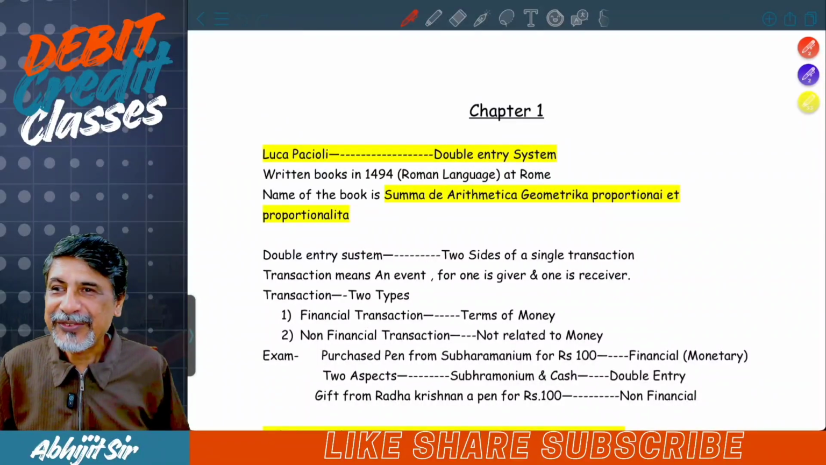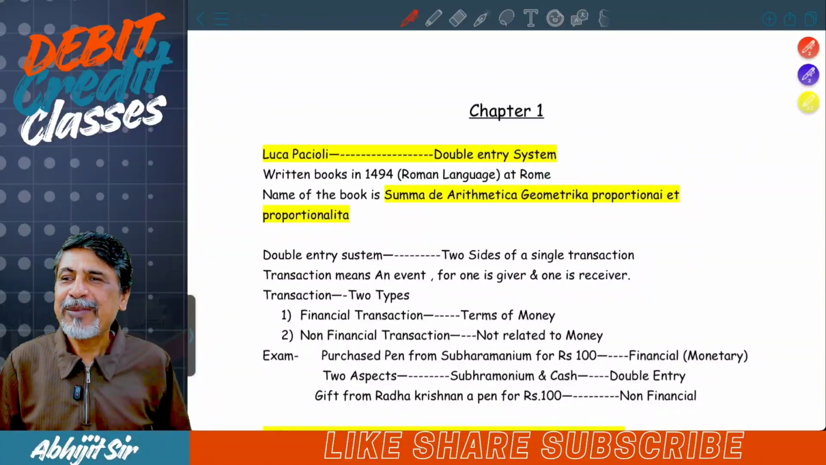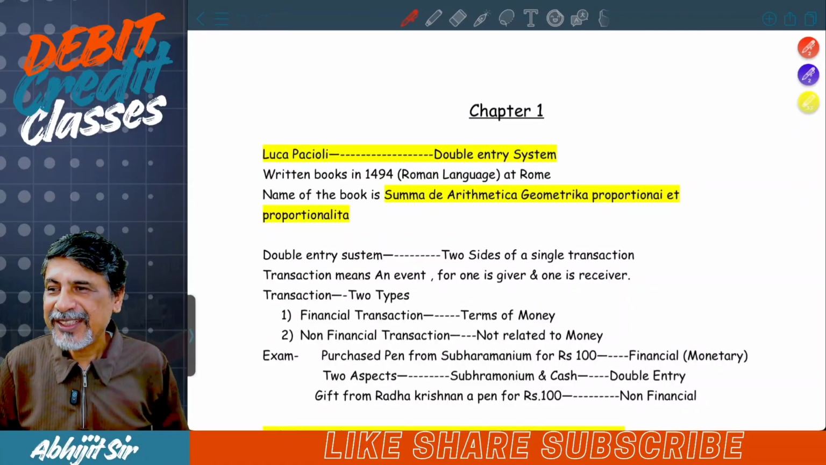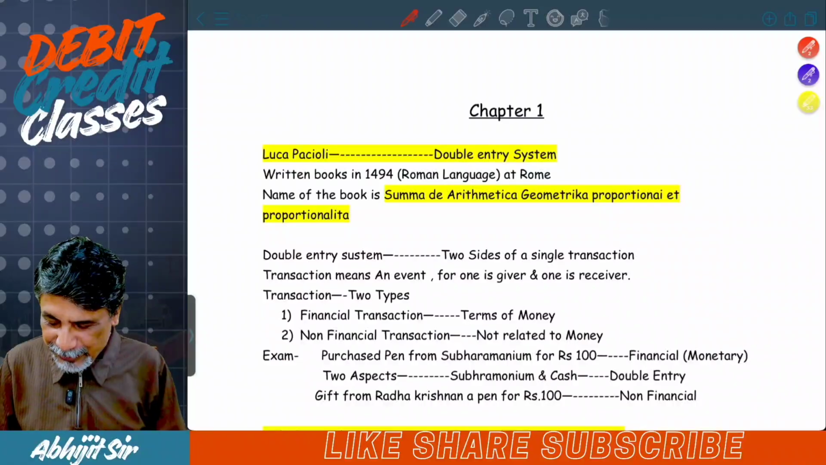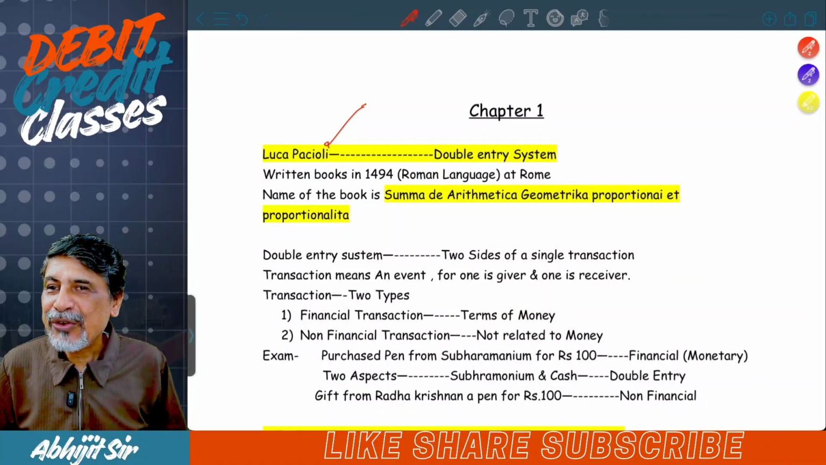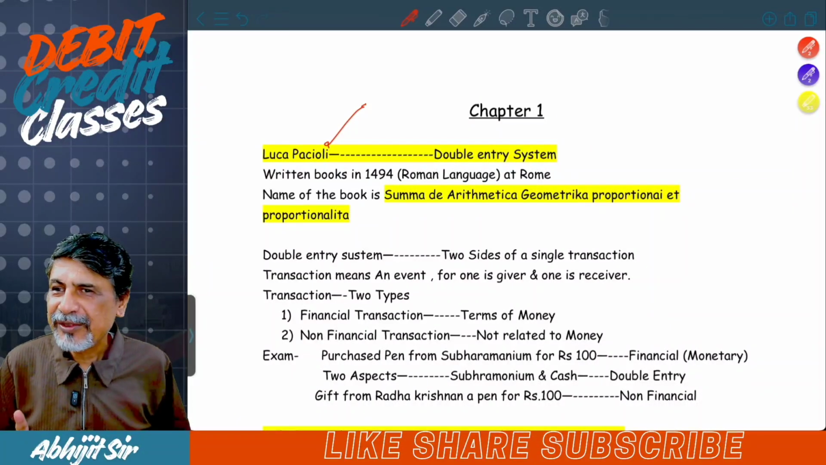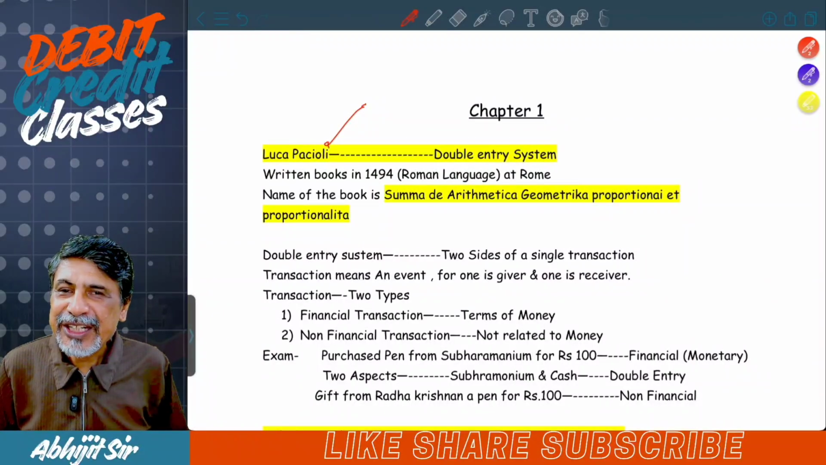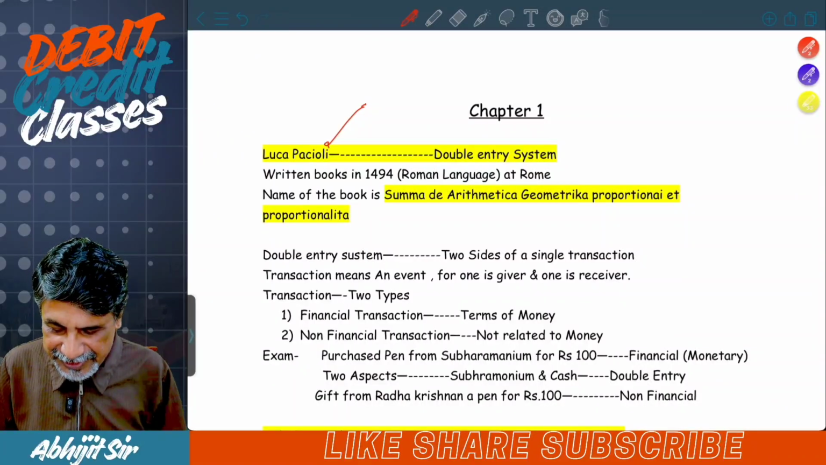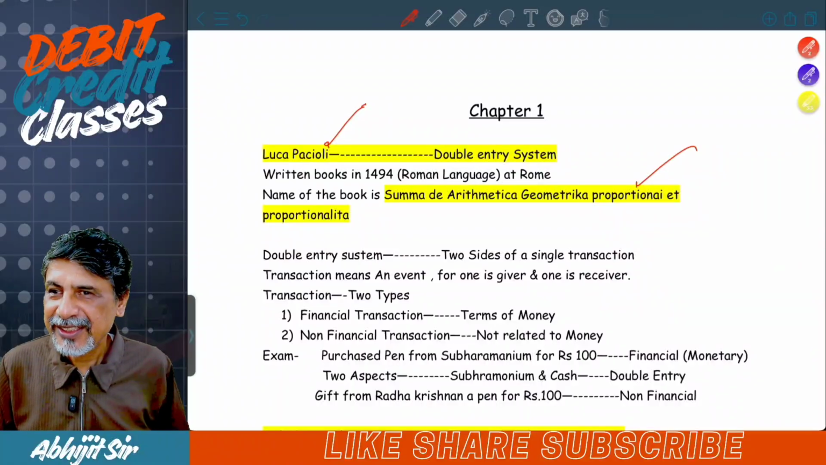Now I am introducing. First of all, I am going to name a great person named Luca Pacioli. You should remember this name. He is called the father of accountancy. He wrote a book named Summa di Arithmetica Geometrica Proportionae et Proportionalita in 1494 at Rome in Roman language.